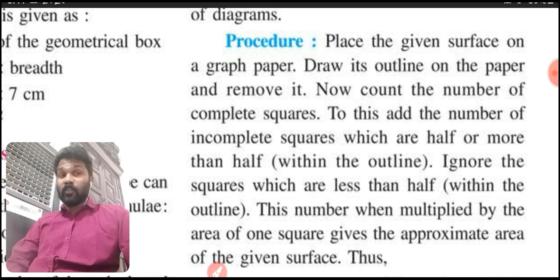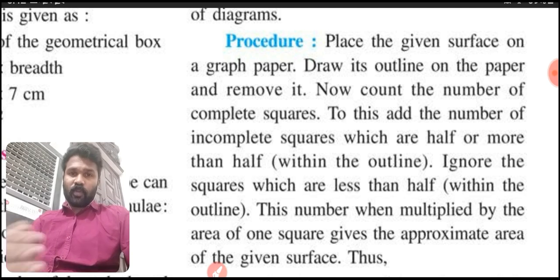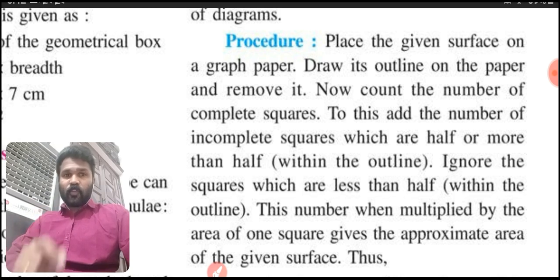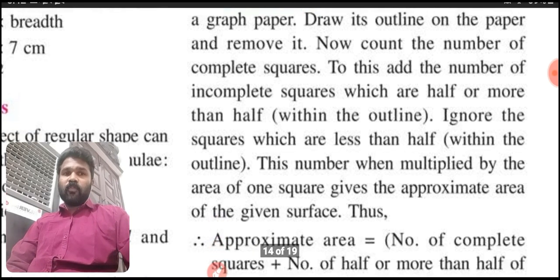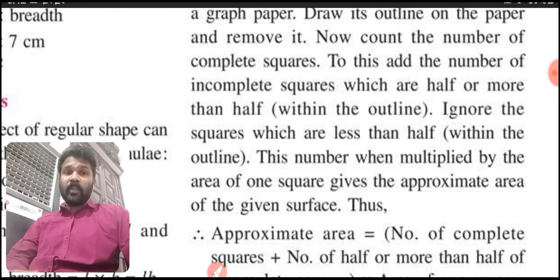For that, what to do? Ignore the squares which are less than half within the outline. We have already counted the complete squares, and now we count the squares that are half or more than half, ignoring those less than half. Then this number, when multiplied by the area of one square, gives the approximate area of the given surface.